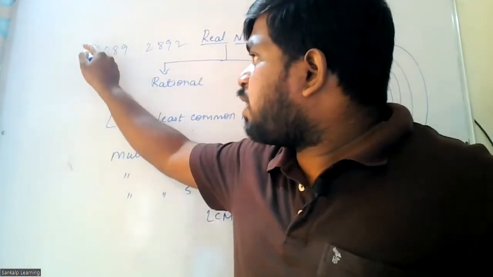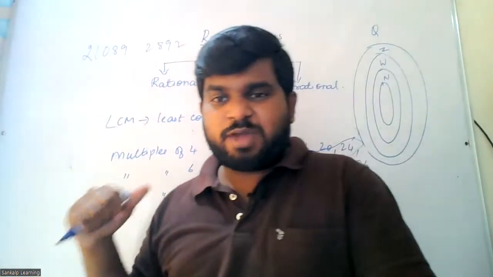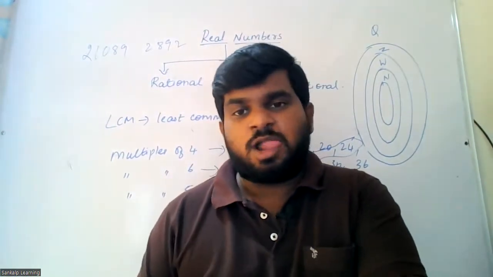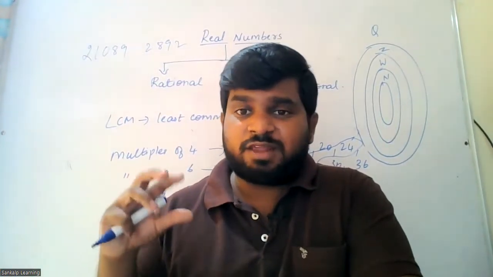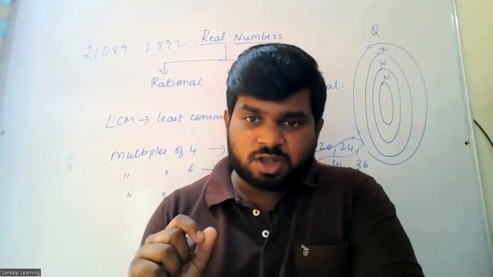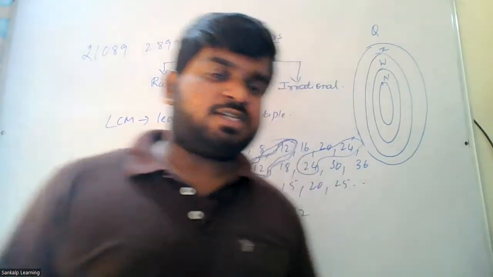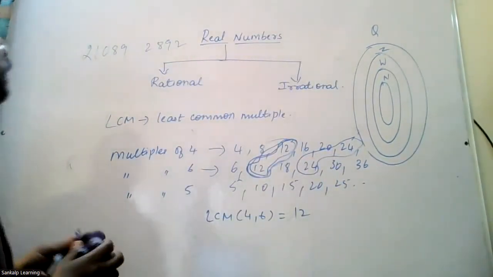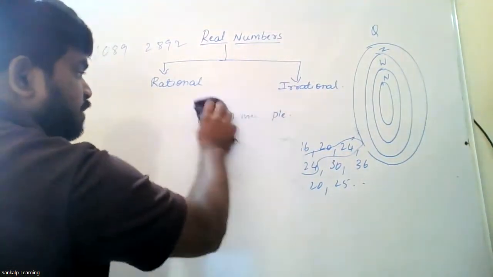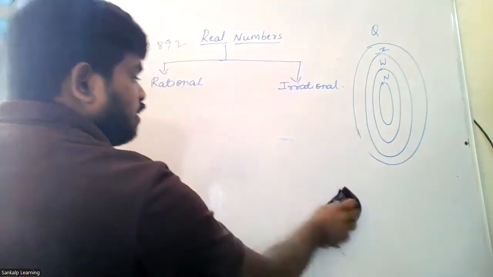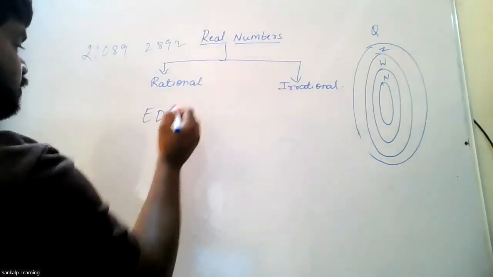What if I put one more number here? These are very, very big numbers, right? We are not able to find the LCM very easily. So then we should have some kind of tricks to do it. That is what we are going to learn. The very first concept is we are going to learn how to find HCF and LCM of very, very big numbers. So the first concept is to find HCF using something called Euclid's division lemma. I can simply write it as EDL.